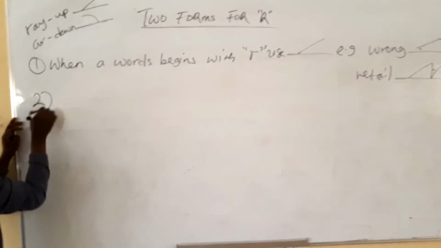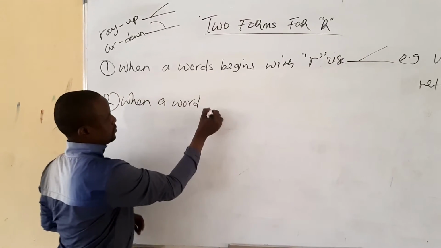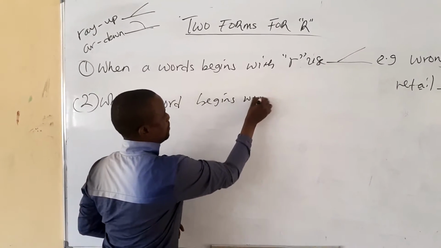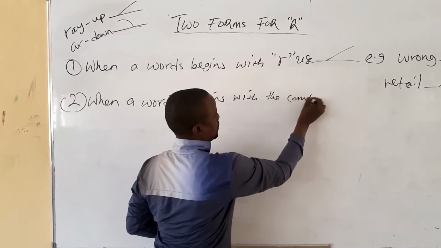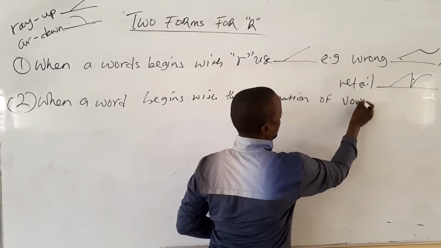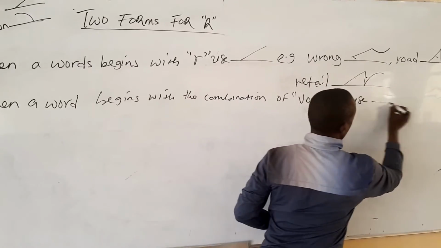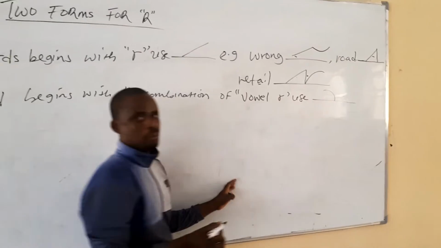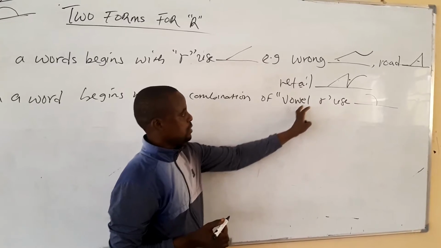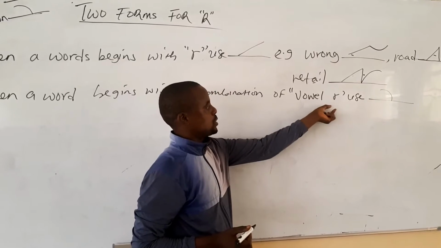Another principle, number 2, says when a word begins with the combination of vowel and R, use R down. So when a word begins with the combination of vowel then R, this means that when we have the vowel followed by R, you are going to use R down.